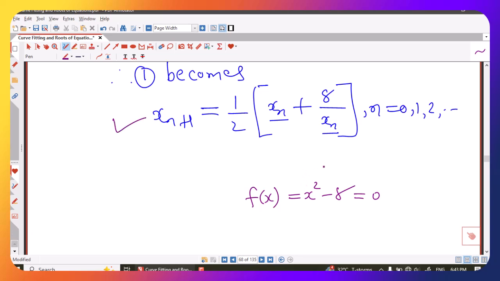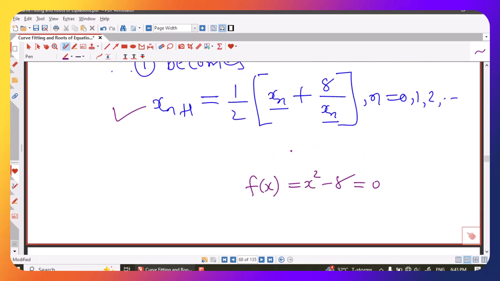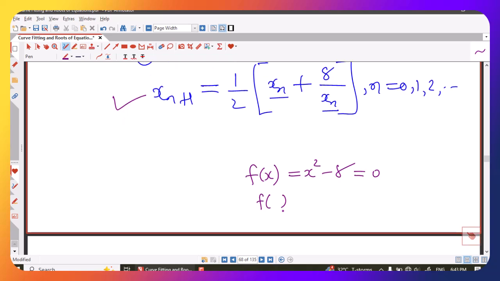Now to select x0, what we can do is find the interval containing the actual root. For that we can find two values of x for which the function is positive and negative. Suppose I consider x equal to 0, I will get -8. For x equal to 1, I will get -7. For x equal to 2, I will get -4, which is negative. And for x equal to 3, I will get 1, which is positive. Therefore the root lies between 2 and 3, and that is from the intermediate value theorem.